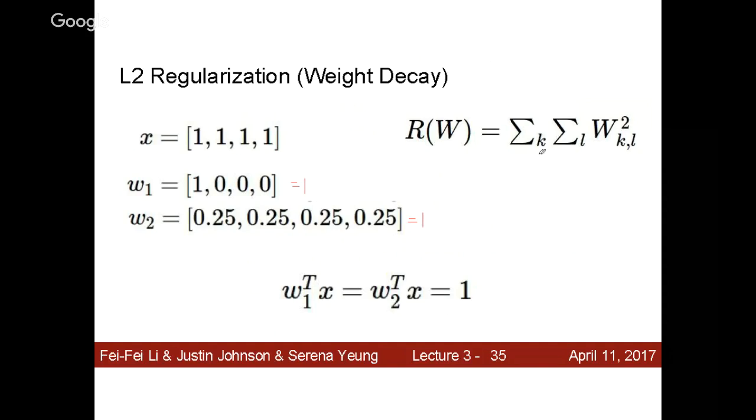But if I do L2 loss, which one is bigger? W1 is bigger, right? Because for W1, I have 1 squared, 0 squared, 0 squared, 0 squared, so I still get an L2 loss of 1. But when I square 0.25, it's going to shrink a lot. For very small coefficients, W2 looks better. It thinks that this weight vector is better.